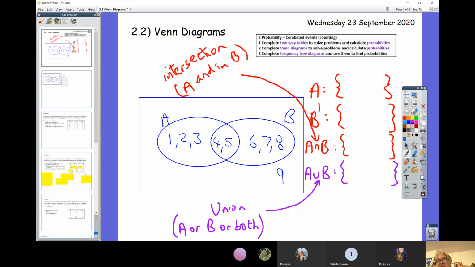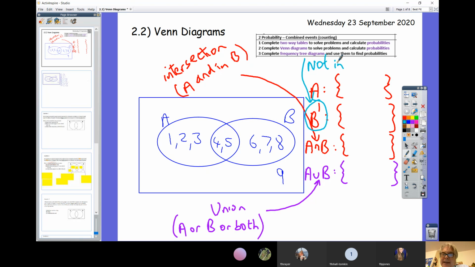Yeah, that's B with a little dash. That means B, the complement of B. I should have written it down. I did say, but I didn't write it down. Sorry, Chloe. That means you're not in B. You're just not in B.